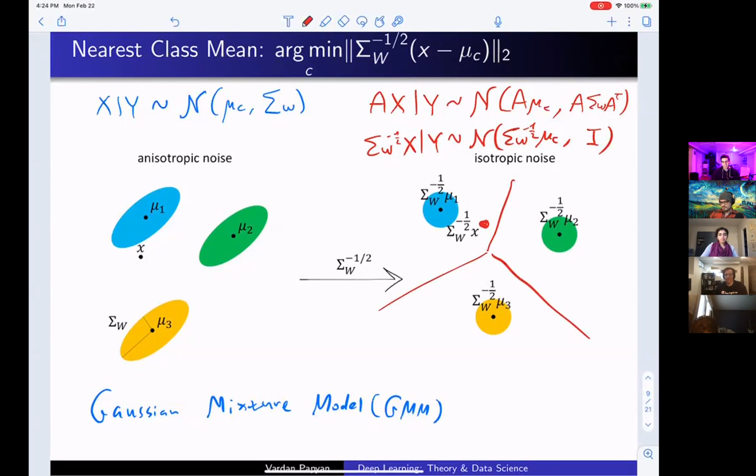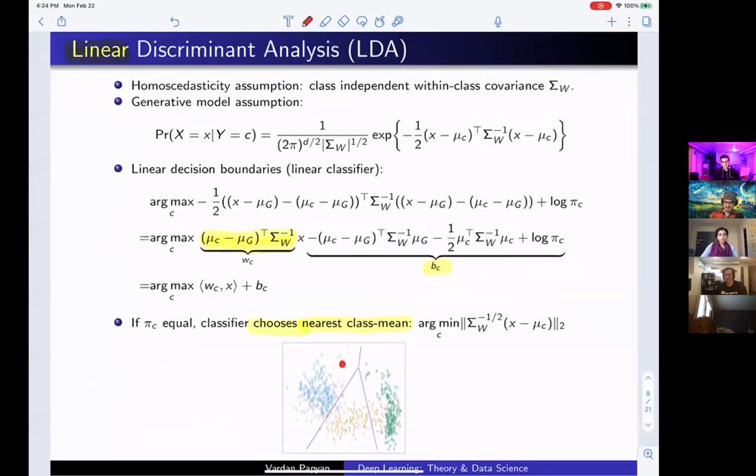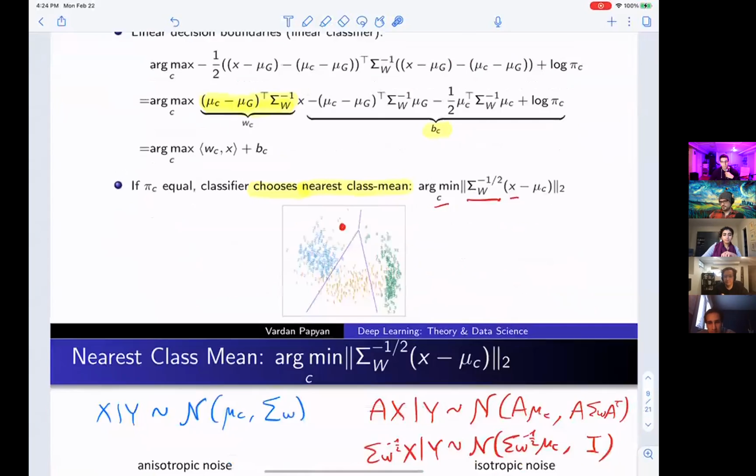And so basically, I just want to recap this thing again, just to make sure we understand. After you transform by sigma W minus half, if I give you an X, all you have to do is do X minus the class means, multiply by sigma W minus half, and try to find the class C that minimizes this L2 norm. Does this make more sense now, or is this still not very clear? Clear to a certain extent.